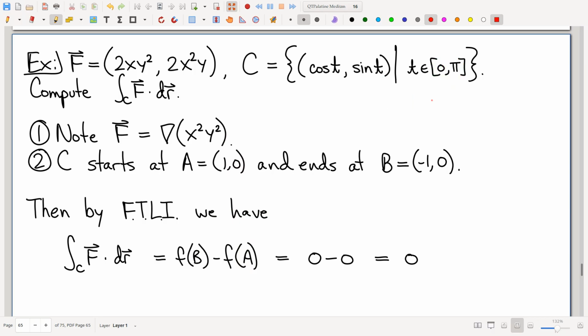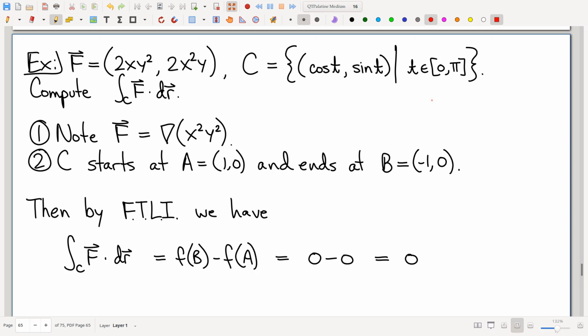Okay. Now, I swept something under the rug here. Did it on purpose. Right? My goal here was to demonstrate how streamlined and awesome this theorem is, which it is. But I did sweep under the rug. Where did I get this x squared y squared thing from? Right? Where did that come from? I pulled that out of a hat.